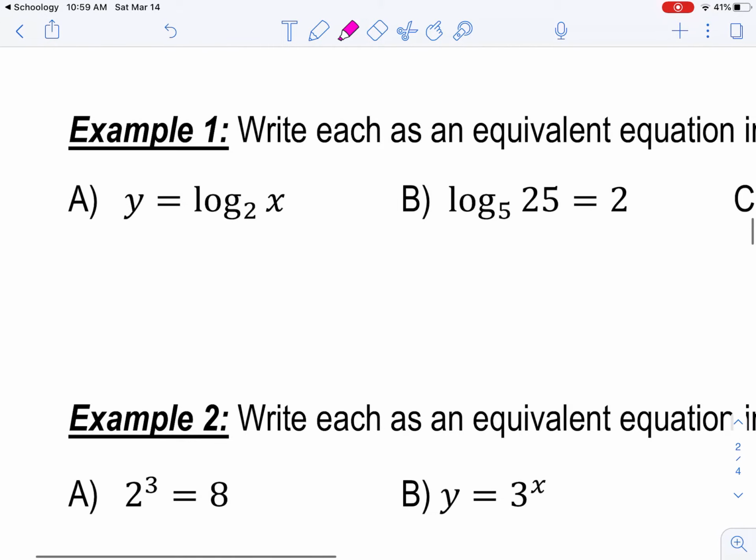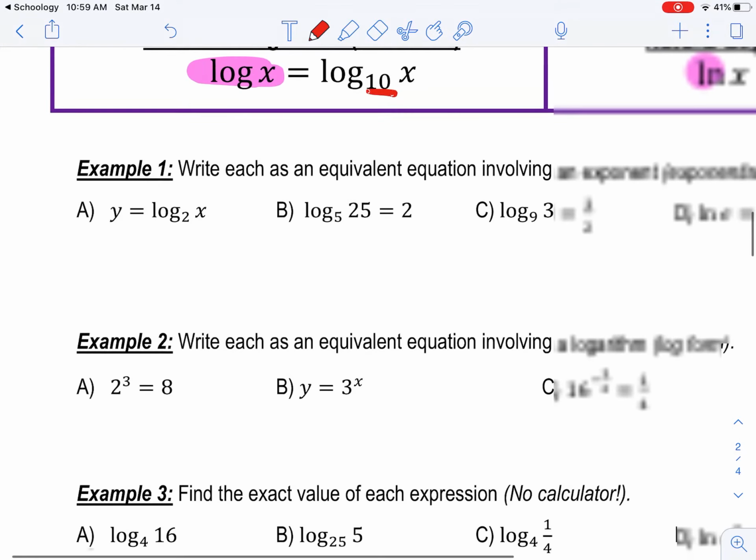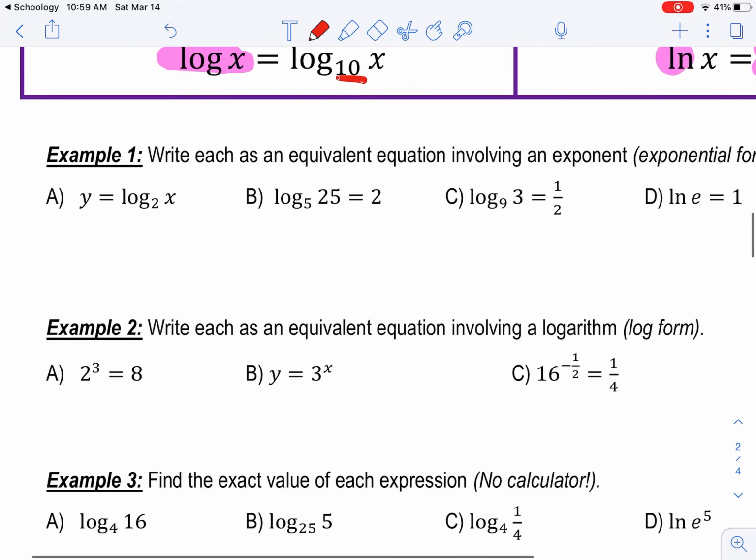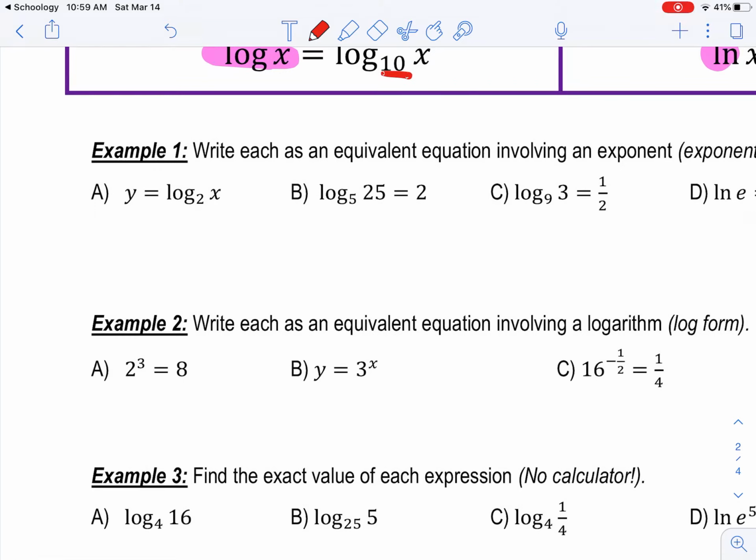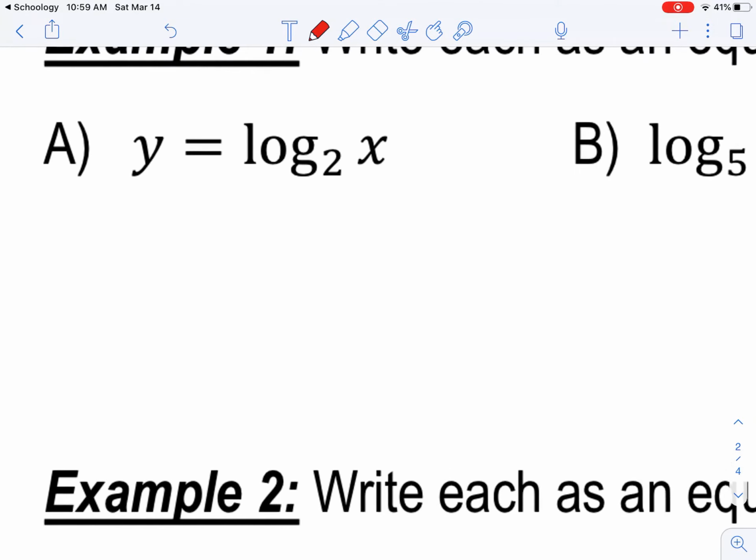So first off, we are going to start with rewriting each as an exponential function. One thing that I want you to know is that we're just rewriting it. We're not rewriting it and then doing anything else with it. If there's other things that are improper about it, we're just leaving it for now because it just says rewrite. All right, so this first one right here says y equals log base 2 of x. So the base is 2, so that's what I'm going to start off by writing.